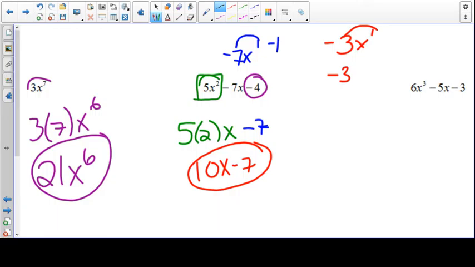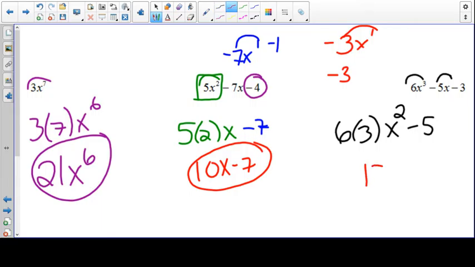Let's try this one. So I'm going to bring down this 3 with the 6. So I have 6 times 3. X to the 3 minus 1 is 2. I have that invisible 1 there, so 1 times the negative 5 is negative 5. 1 minus 1 is 0. Anything to the 0 is 1, so therefore it's just minus 5. 6 times 3 gives me 18. So I have 18x squared minus 5.